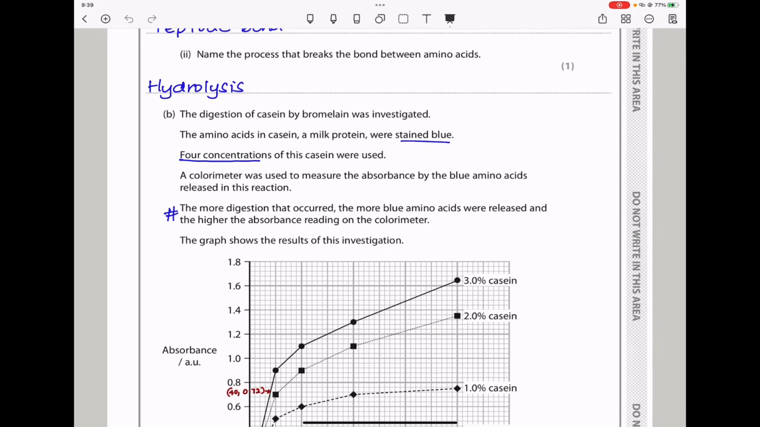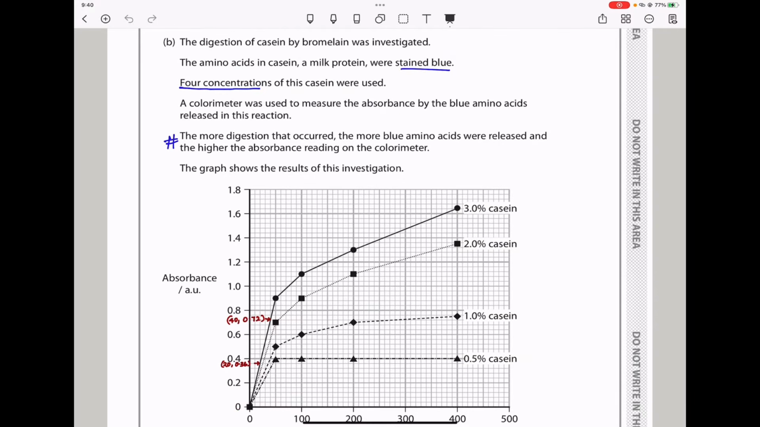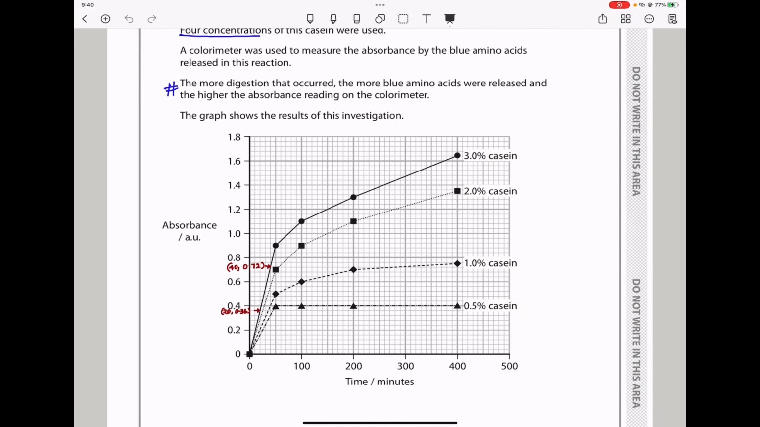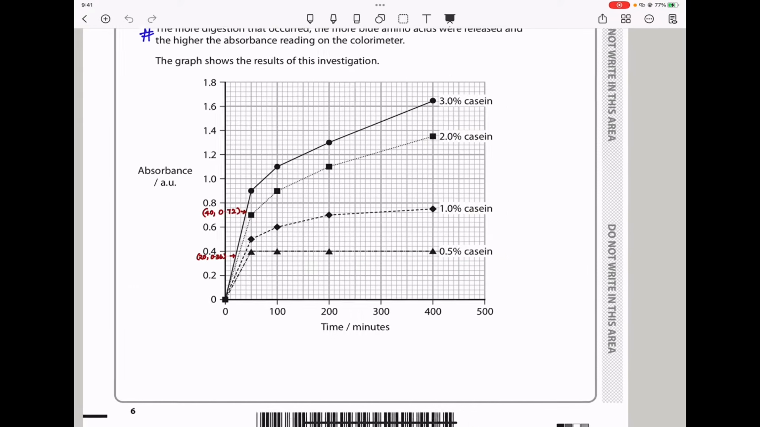And next they say that digestion of casein by bromelain was investigated. The amino acids in casein, a milk protein, were stained blue. Four concentrations of this casein were used. They say a colorimeter was used to measure the absorbance by the blue amino acids released in this reaction. The more digestion that occurred, the more blue amino acids were released, and the higher the absorbance rating on the colorimeter. The graph shows the results of this investigation. We can see for the different concentrations of casein, as the casein concentration increases, the absorbance increases with time.